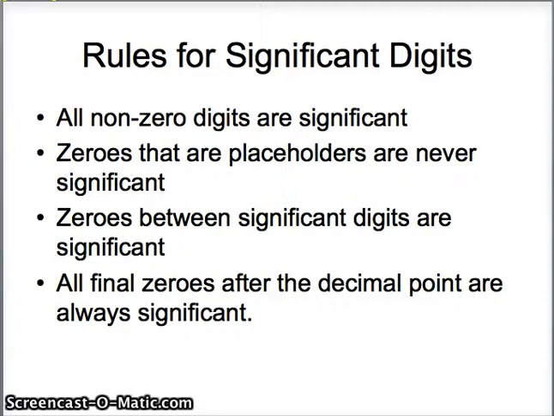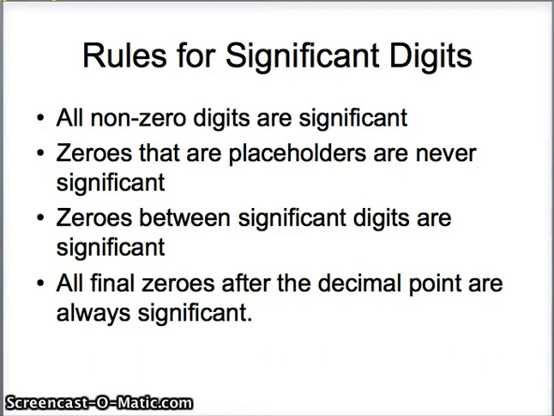So there are 4 rules. You've got to remember these 4 rules, and all these rules can and will be applied towards significant digits when you're looking at a particular value. Different rules are used when you're adding, subtracting, multiplying, and dividing. So let's go over these rules.